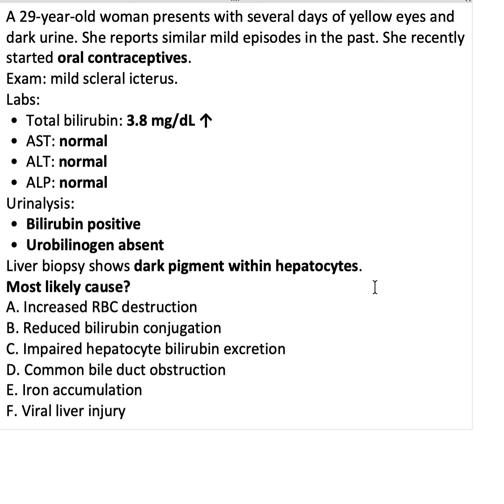So the final line is: dark urine plus bilirubin in the urine equals conjugated bilirubin. Normal AST, ALT plus black liver. Always think impaired excretion, which is Dubin-Johnson syndrome.